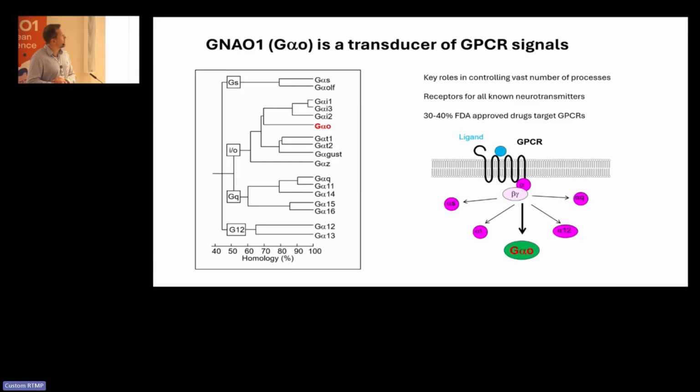GNAO1 encodes this protein, which is a heterotrimeric G protein, but it's important to know that it is one of 16 different forms of the G alpha subunits that are encoded in human genomes. And these G proteins are important transducers of GPCR signals.